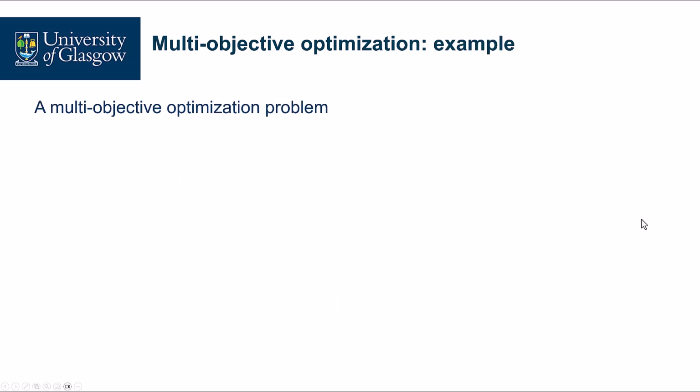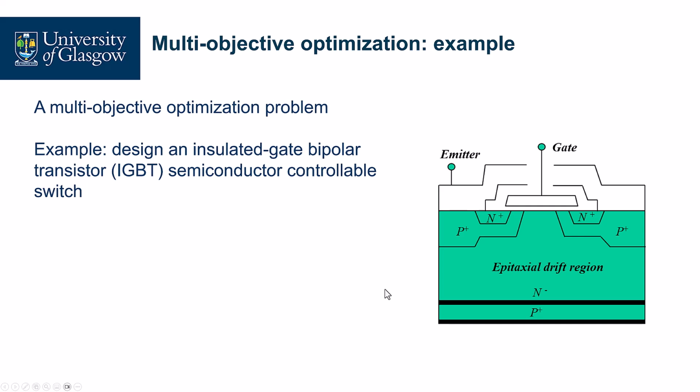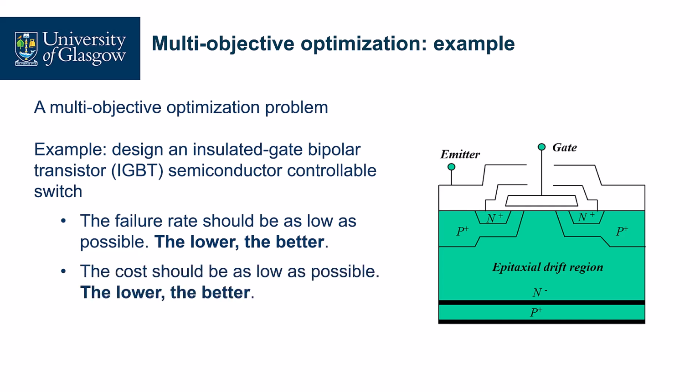Here I give you one example. Now you are designing a controllable switch. As you can see here, this is an insulated gate bipolar transistor. We call it IGBT, a semiconductor controllable switch. We have 2 objectives. First of all, we want the failure rate to be as low as possible. The lower the failure rate, the better. Meanwhile, we want the cost to be as low as possible as well. However, normally when we make the failure rate lower, the cost becomes higher. So these 2 conflict with each other.